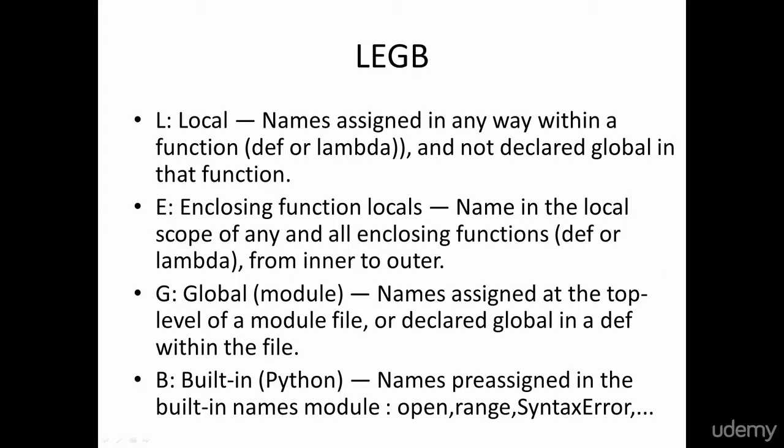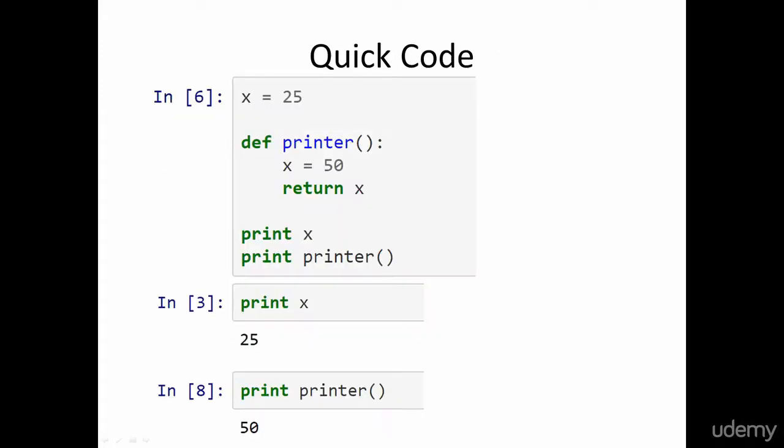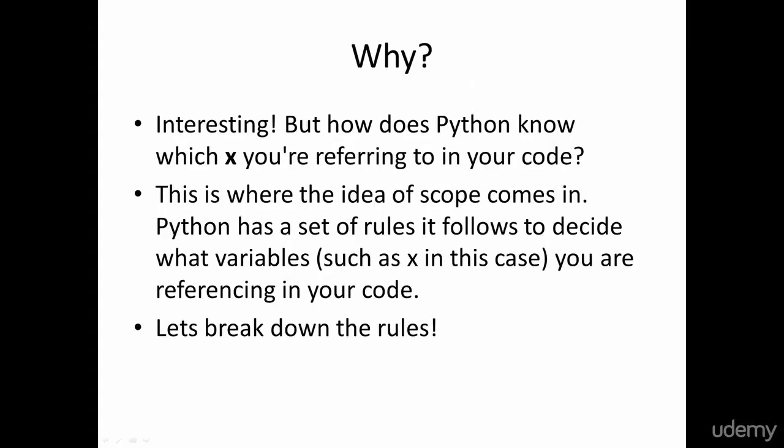So let's start with a quick definition of all these scopes. First, local scopes. Names assigned in any way within a function, such as a def function or a lambda expression, and not declared global in that function, have a local scope. So if we go back real quick, that x equals 50 is defined within the function printer. So currently that has a local scope, which is why when you call printer, it returns 50.